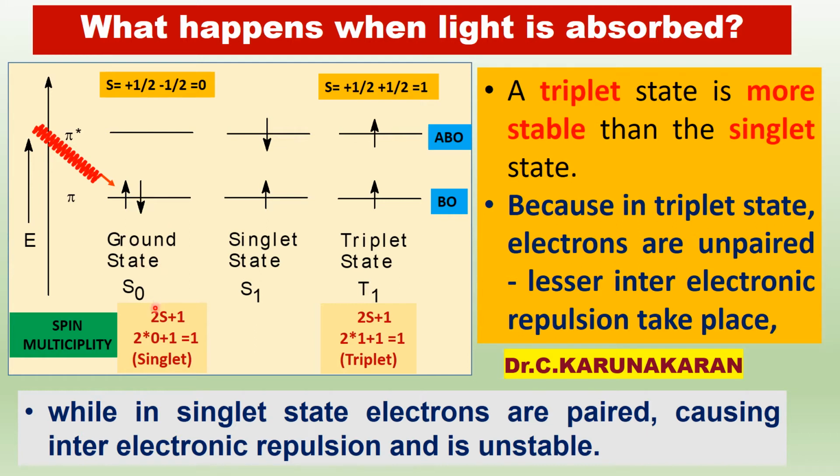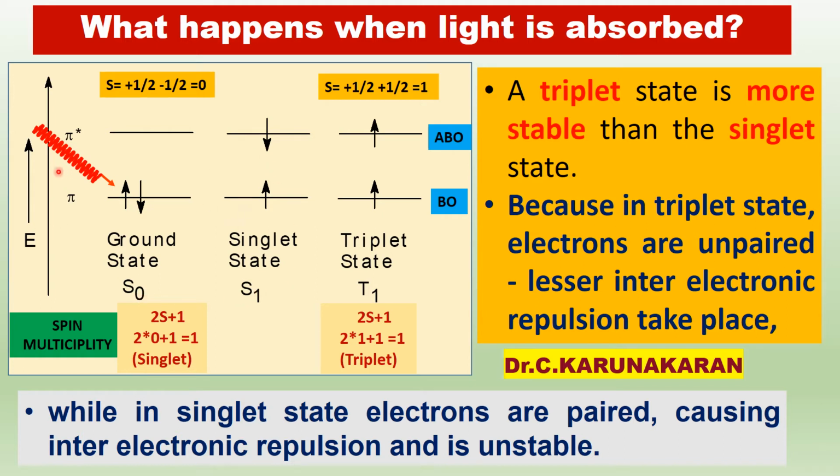So in the ground state, the spin multiplicity is calculated as follows: S equals 1 by 2 (upward spin plus downward spin, that is, plus of half and minus of half), which equals 0. The spin multiplicity is 2S plus 1, therefore 2 into 0 plus 1 equals 1, a singlet state. The ground state is singlet state, S0.